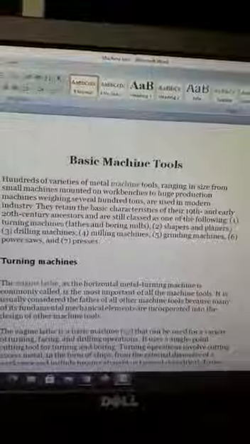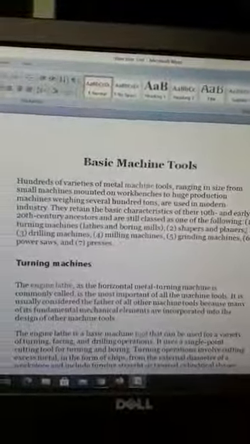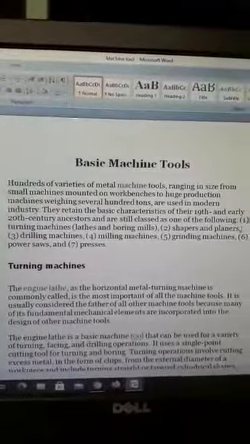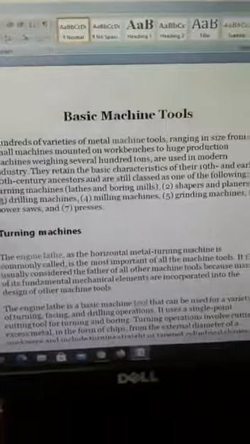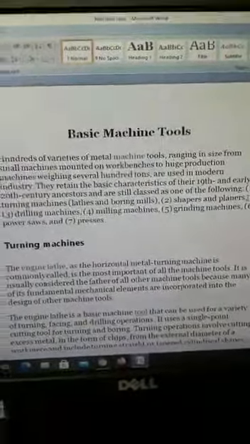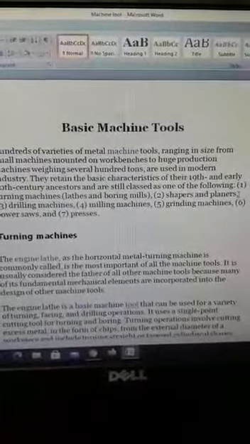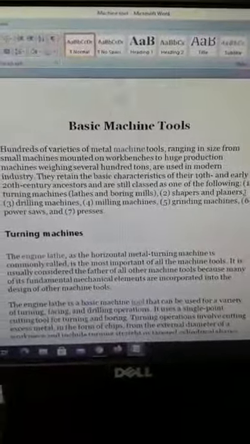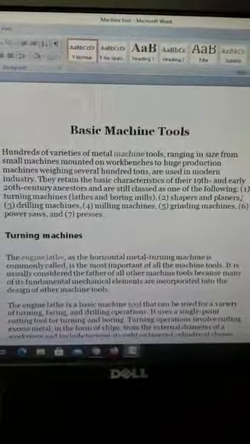Next we will discuss the turning machines. The engine lathe, as the horizontal metal turning machine is commonly called, is the most important of all the machine tools. It is usually considered the father of all other machine tools because many of its fundamental mechanical elements are incorporated into the design of other machine tools.